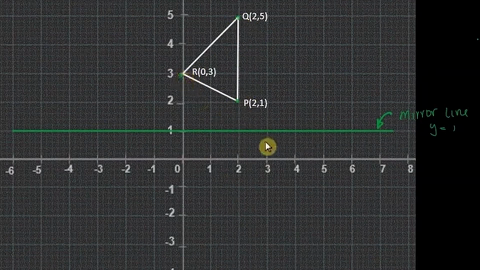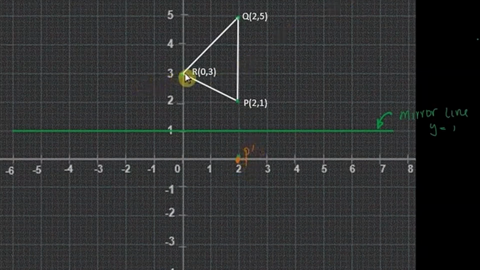So what I like to do is I like to count the distance from the mirror line to determine the image. So for example, point P is 1 unit from the mirror line, so its image will be 1 unit from the mirror line on the opposite side. So P prime will be here. So let's just highlight this. So this will be my P prime.